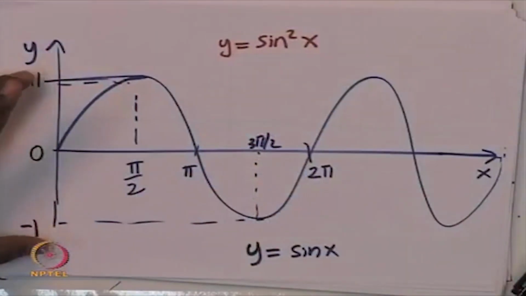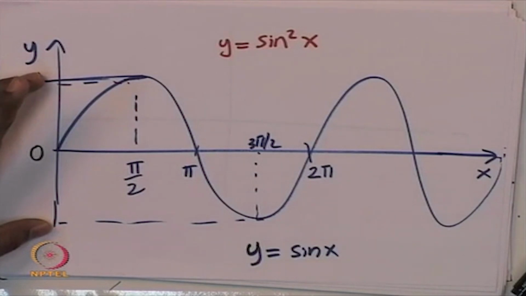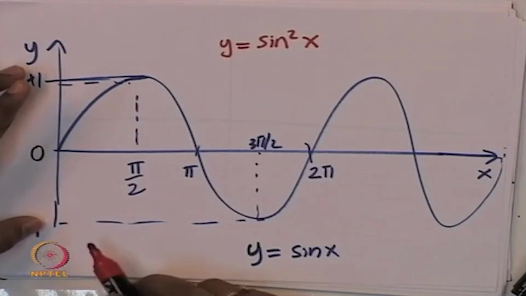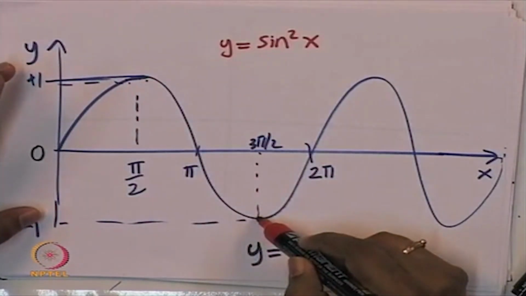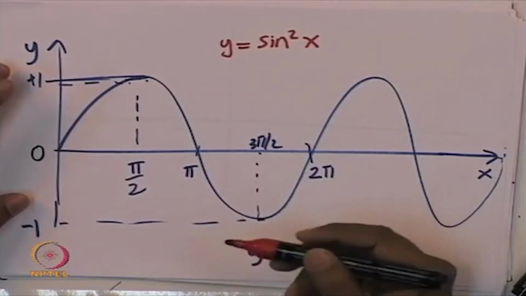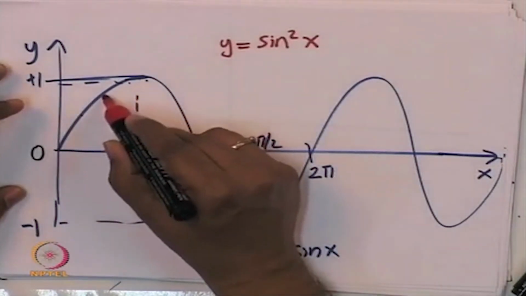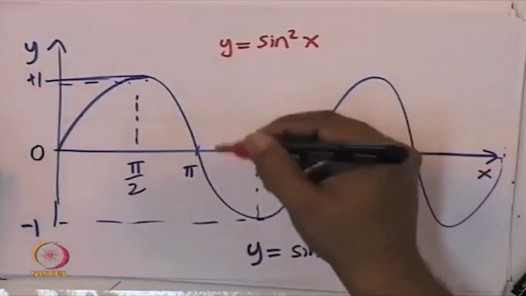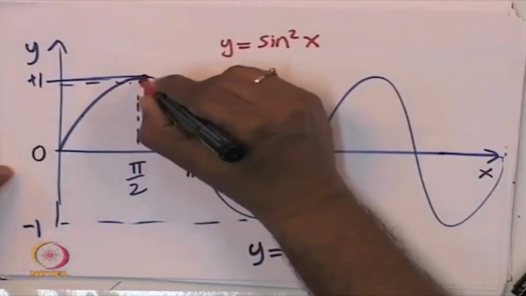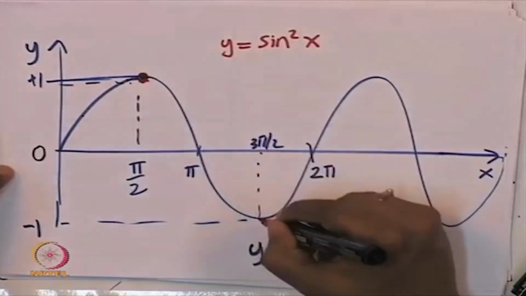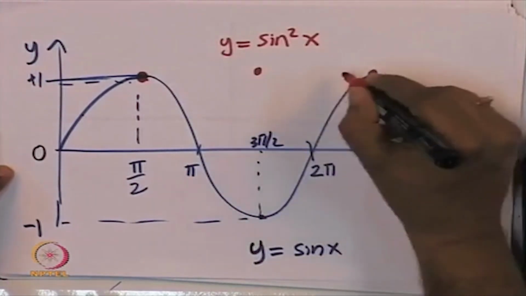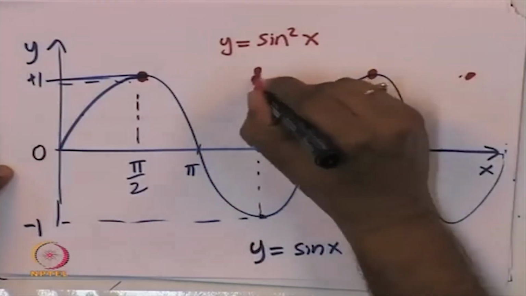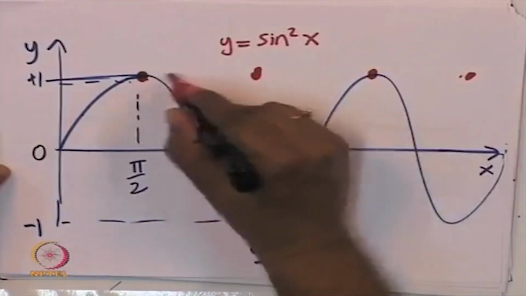Second, see here the maximum values are plus 1 and minus 1. So, the maximum value of the square also has to be 1, because 1 squared is 1, and minus 1 squared is also 1. So, the maximum value has to be 1. We can immediately say sin square x at these points will be the same, because 1 squared is 1, and minus 1 squared is also 1. So, these points are going to have the same value. This is plus 1, the value is plus 1.